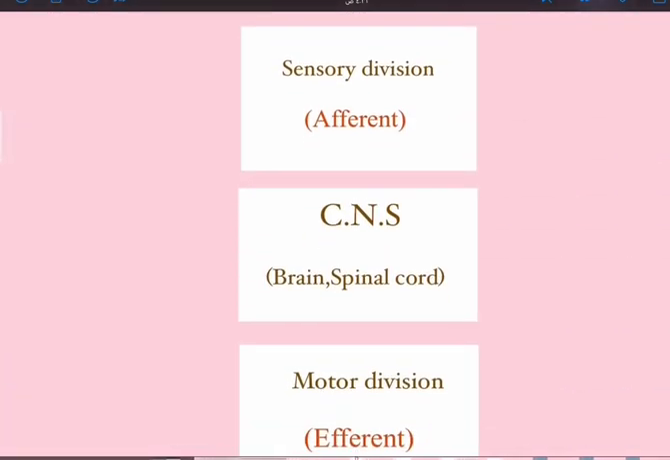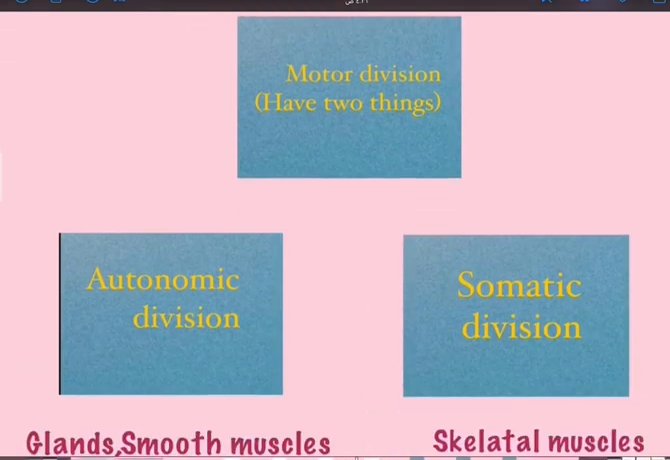The impulses go to the sensory divisions, meaning the afferent, then go to the central nervous system, which consists of the brain and the spinal cord. Then the motor divisions, meaning the efferent. The motor division in this stage has two divisions: the somatic division and the autonomic division. The somatic division has the skeletal muscles, and the autonomic division has the glands.